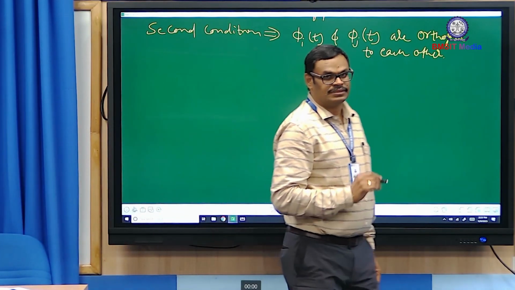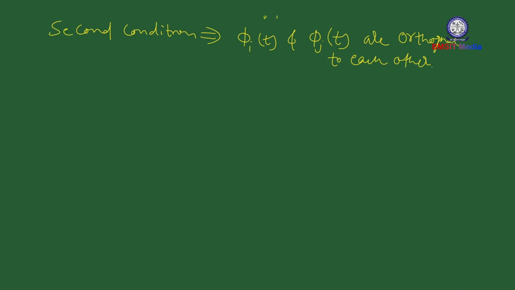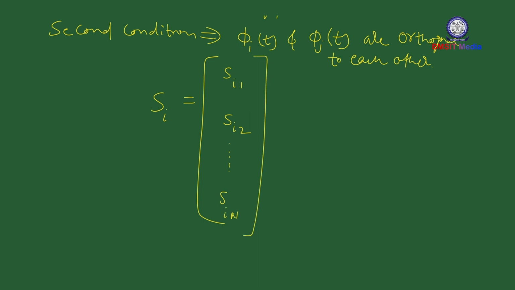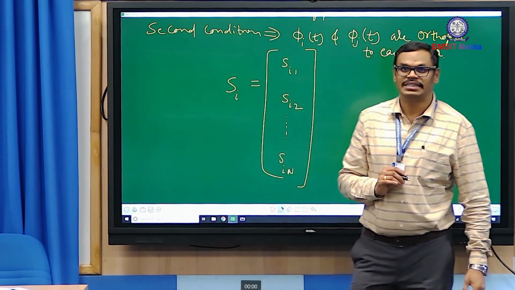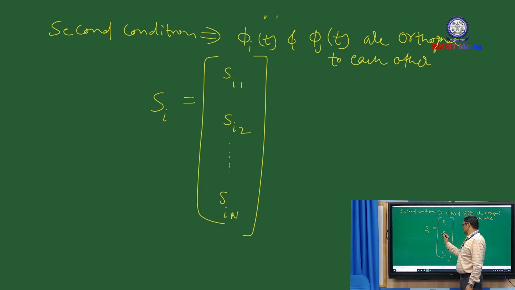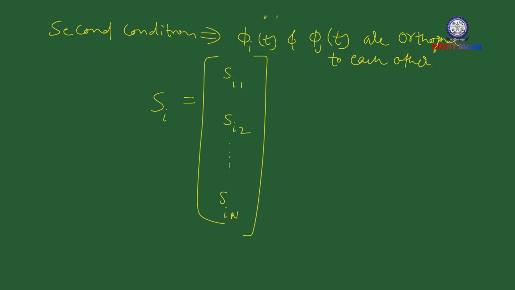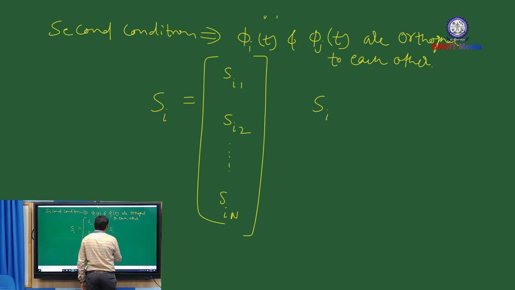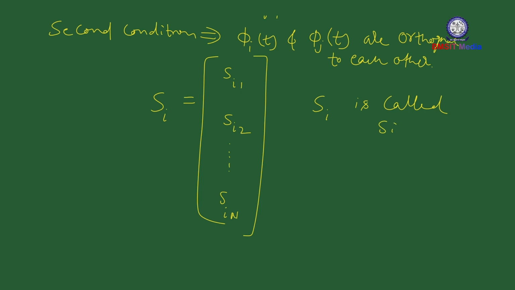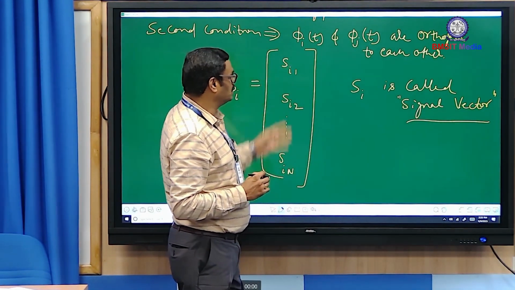I can represent this m finite energy signal, that is Si of t, as a signal vector Si. So Si will be equal to Si1, Si2, and so on up to Sin. I can represent the m finite energy signal as a signal vector known as Si, which is equal to Si1, Si2 and so on up to Sin. These Si1, Si2 and so on up to Sin are the coordinates of the signal vector Si. So this Si is called the signal vector, and Si1, Si2 and so on up to Sin are the coordinates of the signal vector Si.